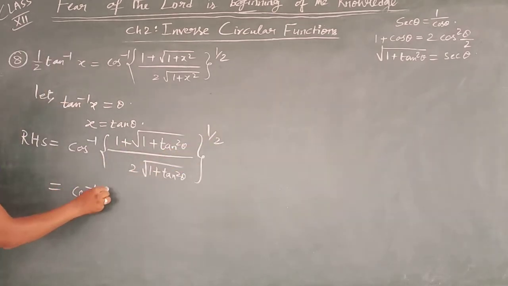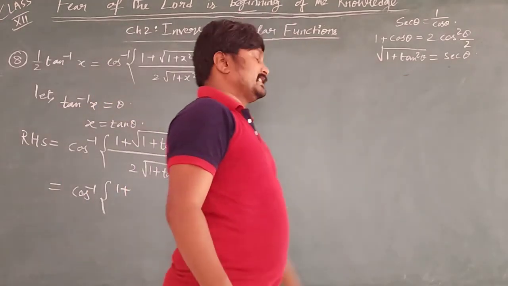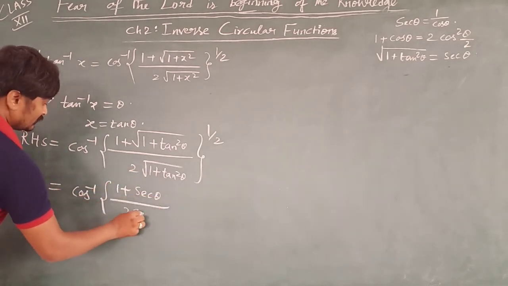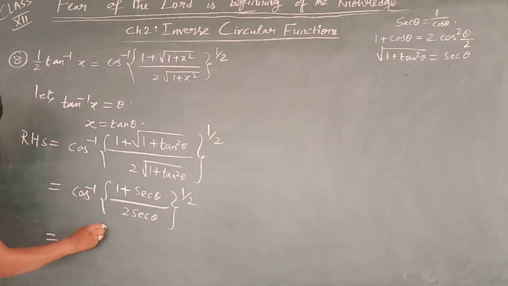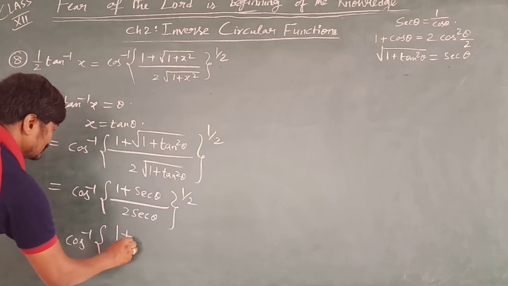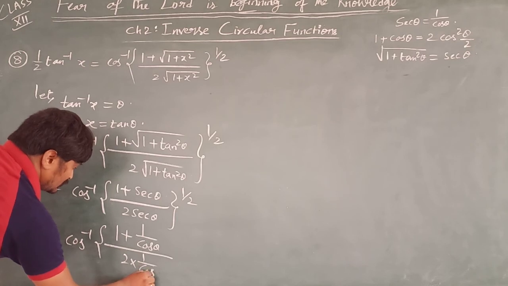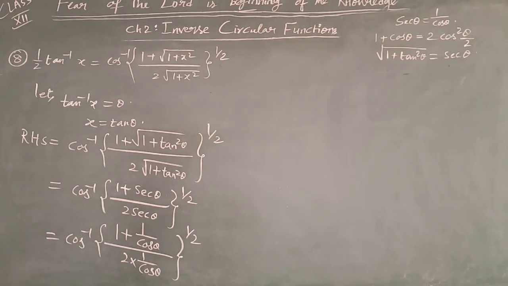Then cos inverse of 1 plus square root of 1 plus tan square theta, which is nothing but secant theta. Just write that as secant theta upon 2 secant theta, to the power of 1 upon 2. So that is nothing but cos inverse, and secant theta is nothing but 1 upon cos theta. Just substitute 1 plus 1 upon cos theta upon 2 into 1 upon cos theta, whole to the power of half. So that is up to here. Up to here you all understood, I hope. So let's move on to next.